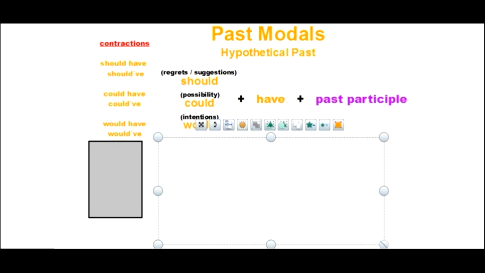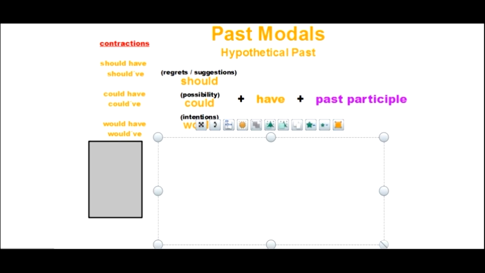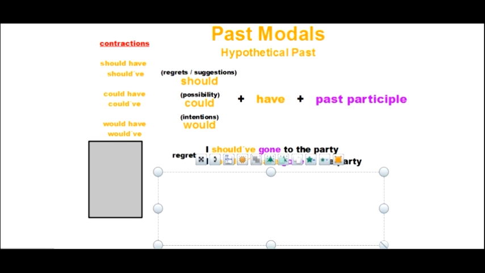So let's take a look at a few examples. Let's set a situation up. For example, there was a party last weekend. There was a party last weekend, okay? So let's look at some ideas that we use with past modals. For example, I didn't go to the party last weekend.